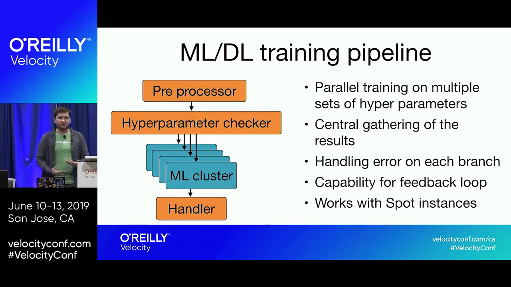Here, serverless can also help a lot, because you can have a preprocessor and a hyperparameter checker, which would generate all the sets, and based on that, it will start the whole jobs on clusters in parallel. So it can start a big spot fleet with GPU instances and process everything. Then you will have a handler which will get all the results, and you can choose the best model and save it. And you can have a feedback loop in case you want to give some feedback to the workflow, or if you want to handle errors, for example.